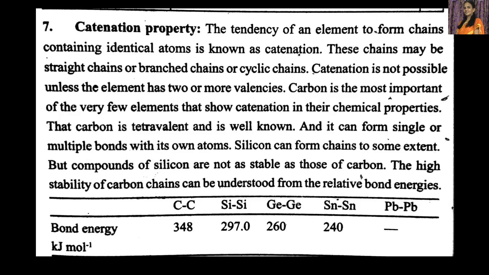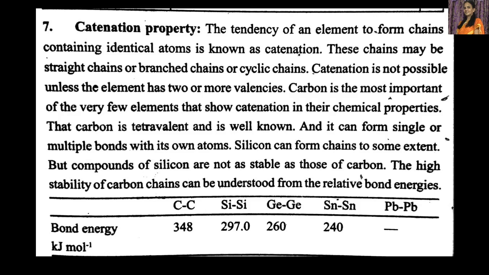Because of this tetravalence, it can form long chains and rings very easily, and it can form single or multiple bonds with its own atoms. We know C double bond C, C triple bond C, and C single bond C. So it can form single bonds and multiple bonds, that is double and triple bonds, with its own atoms. Silicon can form chains to some extent, but the catenation property of silicon is less when compared to carbon. And here we can see compounds of silicon are not as stable as those of carbon.